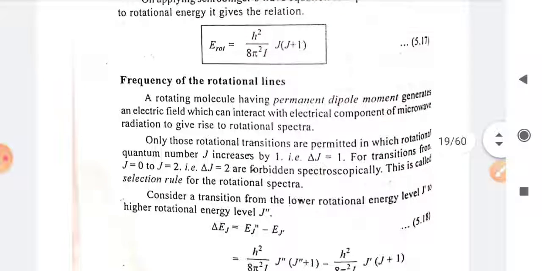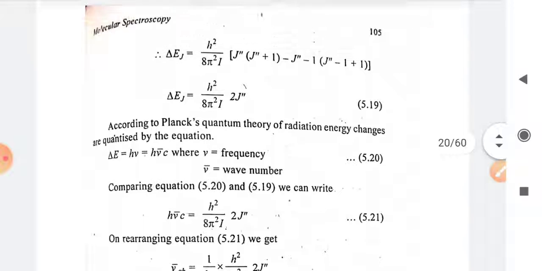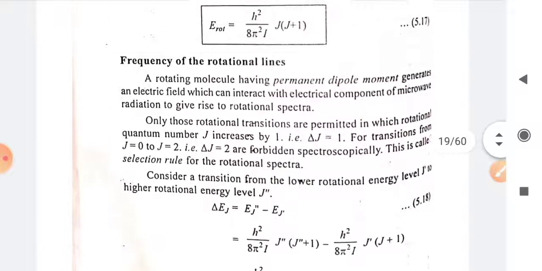Now the next point is the frequency of rotational lines. Okay, so we will see that in the next lecture.